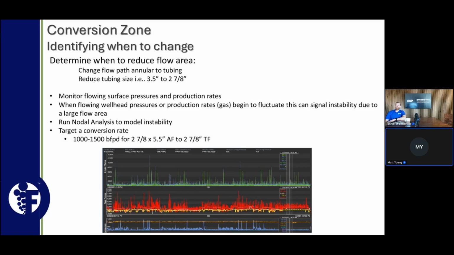When do we need to convert? A couple ways to look at it. One of the most simplistic ways to do that is just to monitor existing flowing pressures and production rates. As you begin to see your instantaneous gas rates change, as you begin to see your tubing or your casing pressure fluctuate, that's typically an indication of instability or loading or slugging or heading of the well.